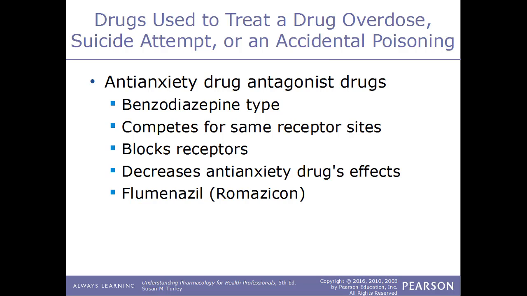When it comes to anti-anxiety drug antagonists, these would be classified as the benzodiazepine types of drugs. And these work in a similar way. They compete for the same receptor sites, and by doing so, they block the receptors of the drug that's ingested, so it will decrease the anti-anxiety drug's effects. An example of this kind of drug would be flumazenil, also known by the trade name Romazicon.